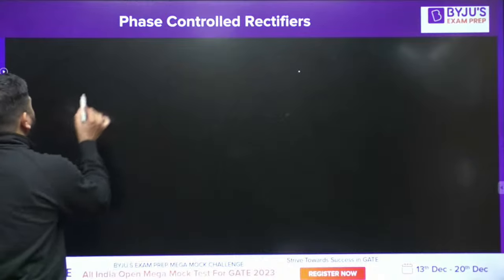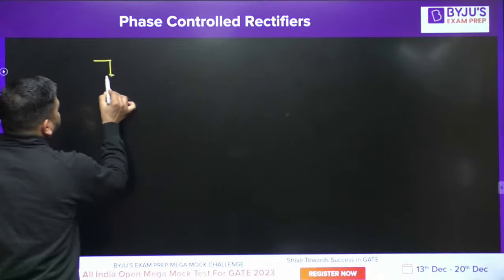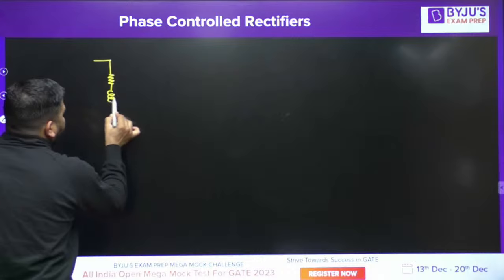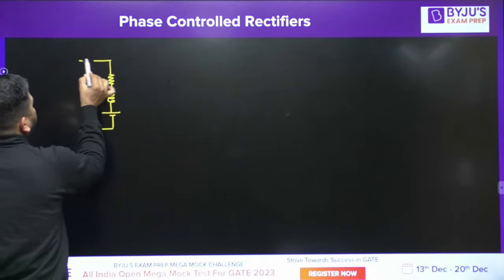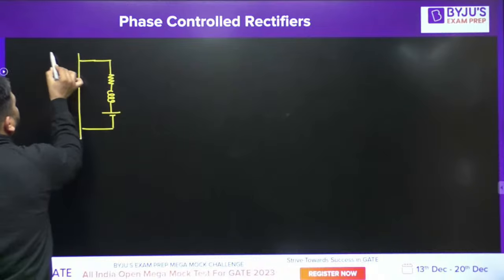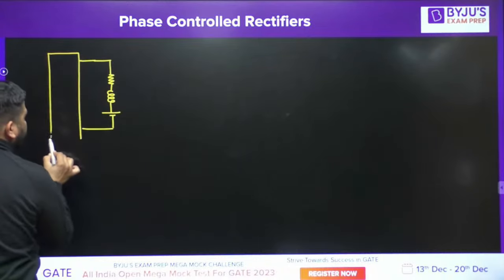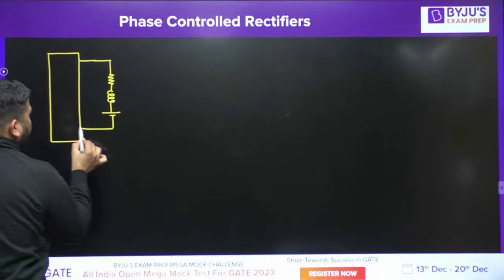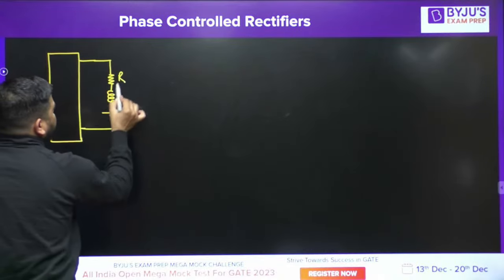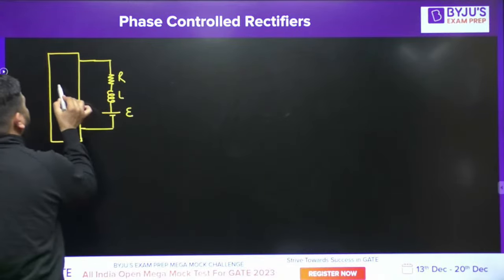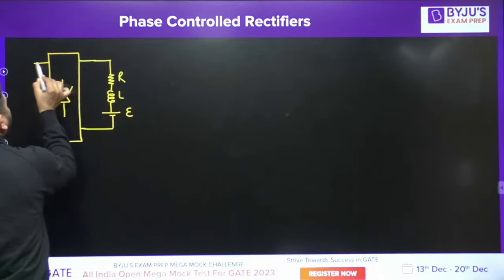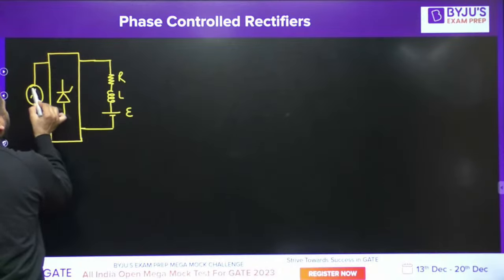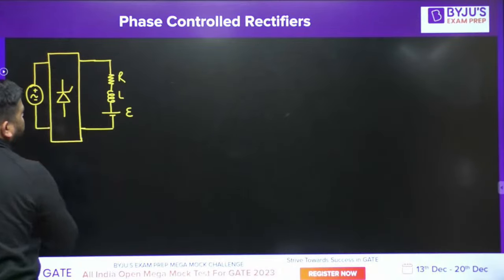We know that the load is RLE. Let me write the load. We know that the load is RLE, and let's assume that the conduction is continuous. If you can remember the formula for just continuous case, you can remember it. Otherwise, you just derive it. This is a single phase controlled rectifier. Okay, and now this is the supply.